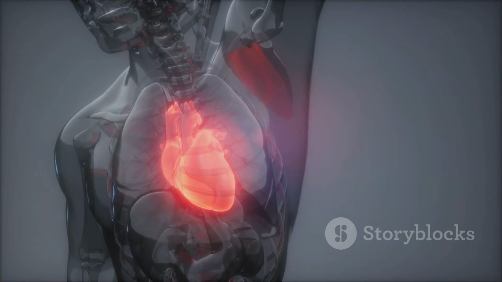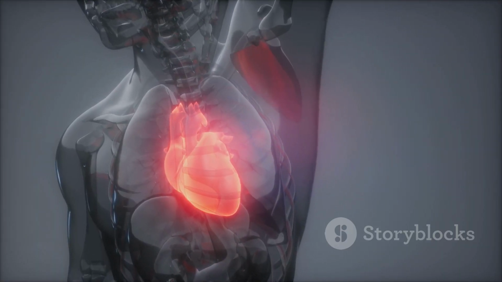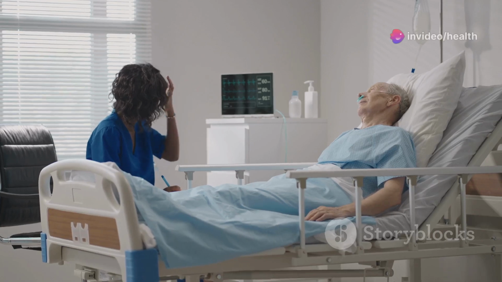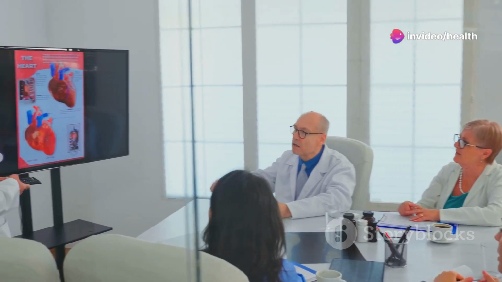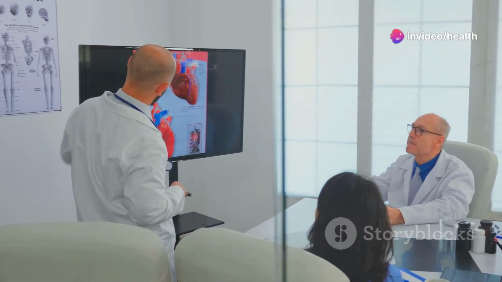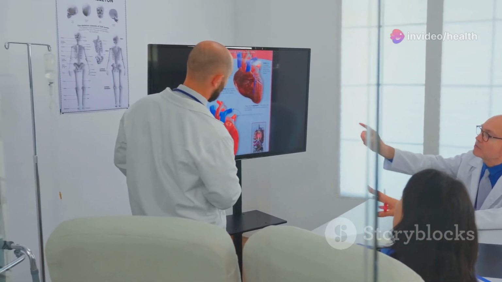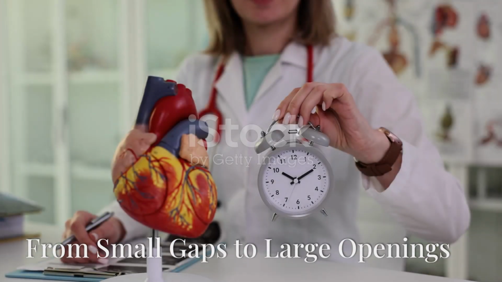This hole can allow blood to flow abnormally between the atria, potentially leading to health complications. Understanding ASD, its causes, and potential implications is crucial for both patients and their families.